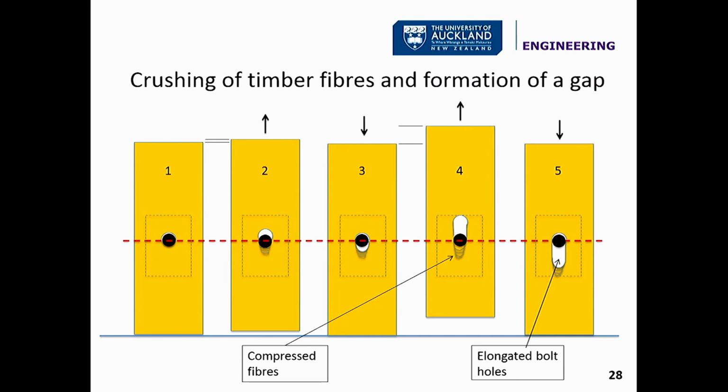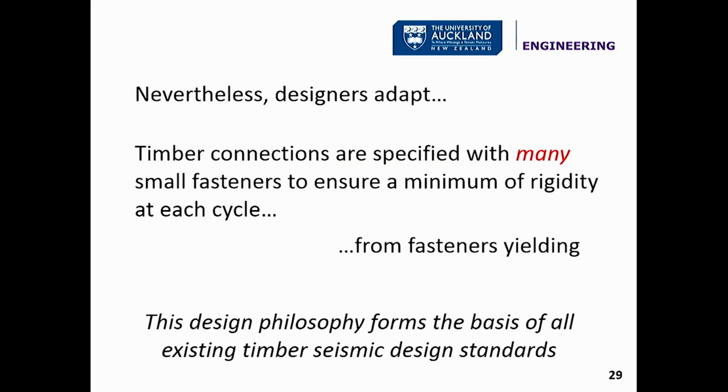That gap is present now. The next cycle, that gap will need to be overcome first before there is embedment starting, and then more crushing of the fibers. And then the second cycle completes, and we are left with a major gap at the end. That's why in these connections, the mode one or mode two in the EYM is not desirable. That gap is a major issue. We don't want this.